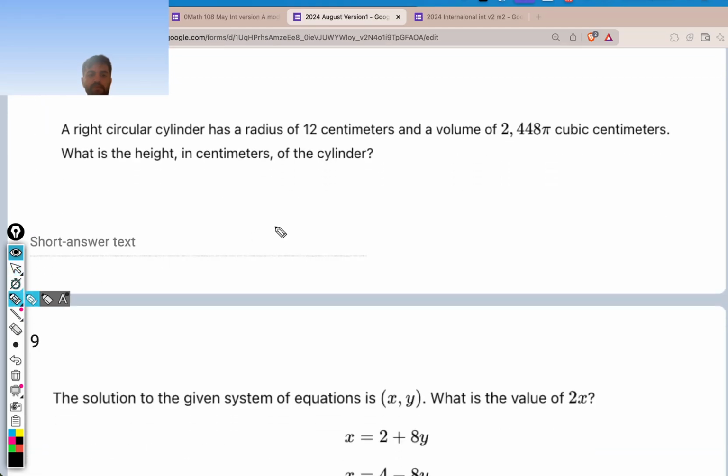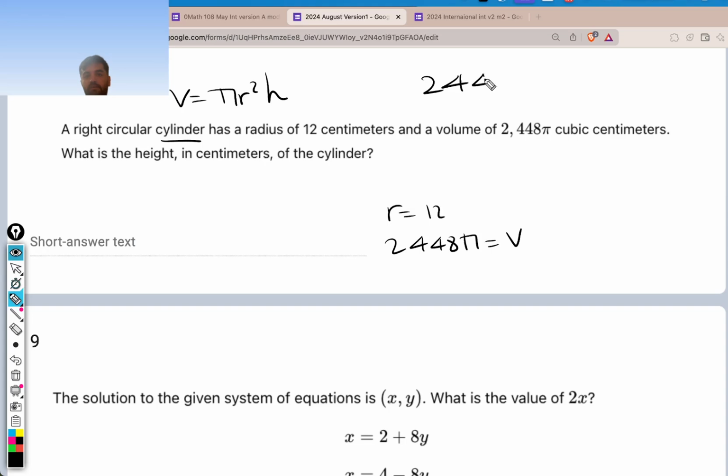7. A right circular cylinder has a radius of 12 and a volume of 2448π. We know that for a cylinder you can also look it up from the reference. It is πr squared h. Then you can write it like that. And h is equal to 17 here. You can write that one as decimals. You can put pi here. You will get the answer.